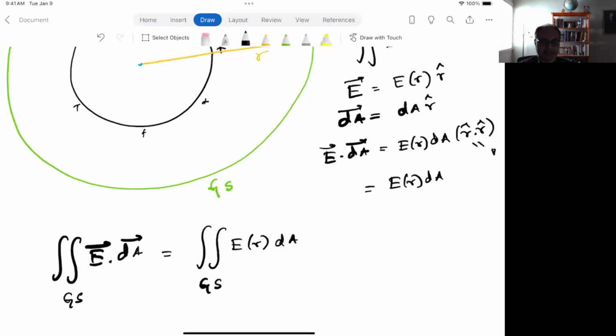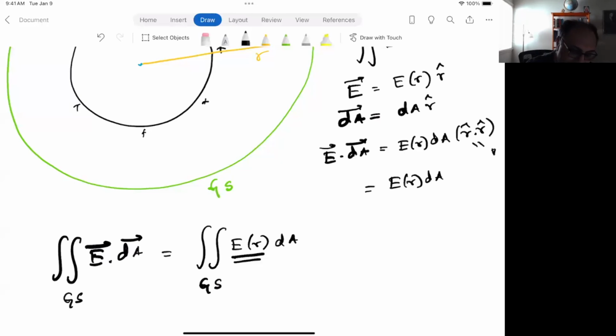Remember that this surface integral is being done over our spherical Gaussian surface, our green surface here. Now, since the electric field is spherically symmetric, it has a fixed value at a given R, right? So that means the electric field has the same magnitude over the entire Gaussian surface because it's a sphere. Its R is fixed everywhere, and E only depends on R, which means that for this particular Gaussian surface, E of R is a constant, right?